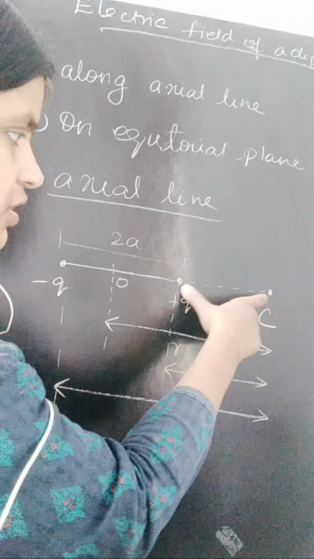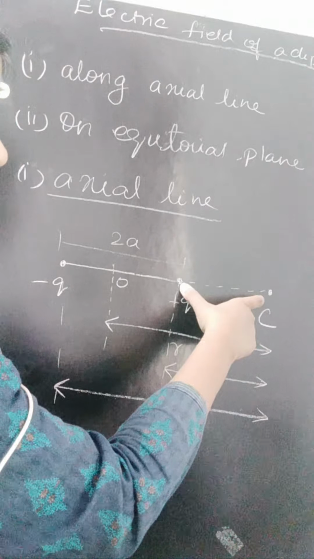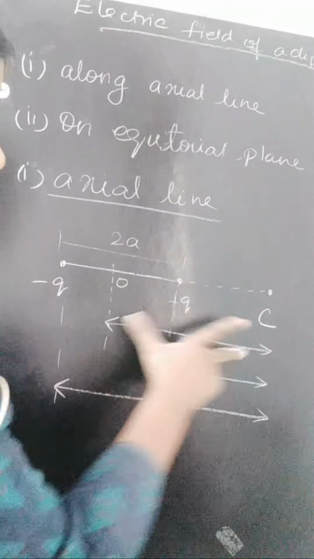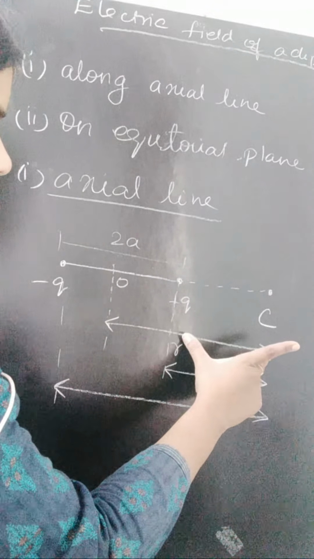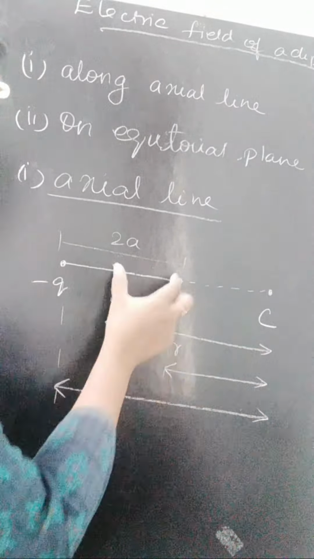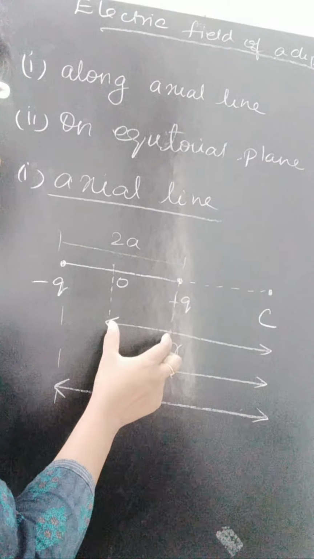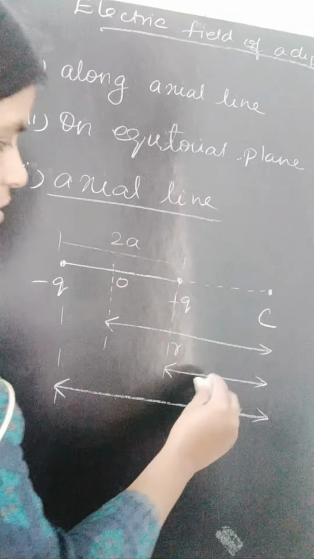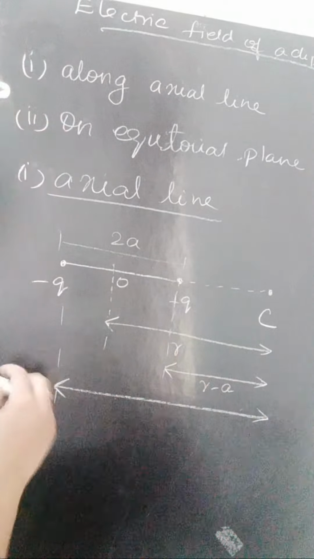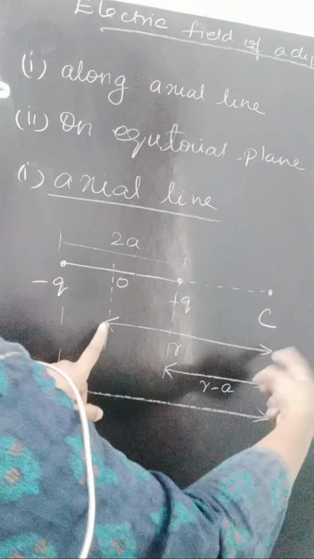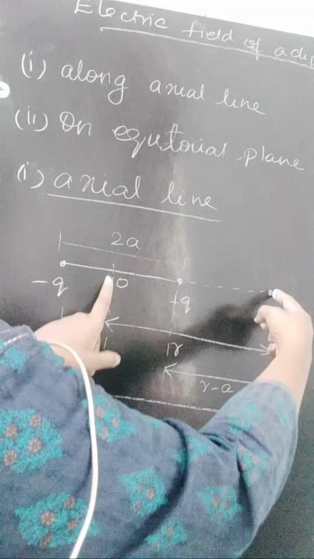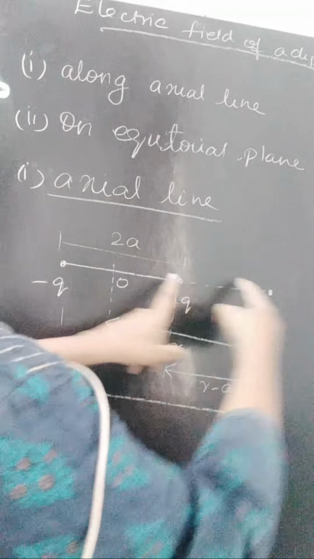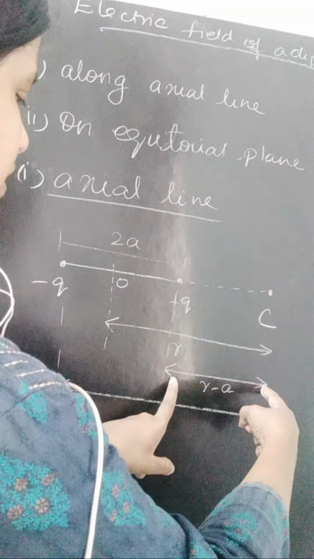Is there anything mentioned about this distance? We don't know, right? The total distance we know is r, but we don't know this distance. This is what we want, but we know this distance. What is this distance? a. So can we say r minus a is this distance? See, on both sides, this is r and this is a. So r minus a gives you this distance.